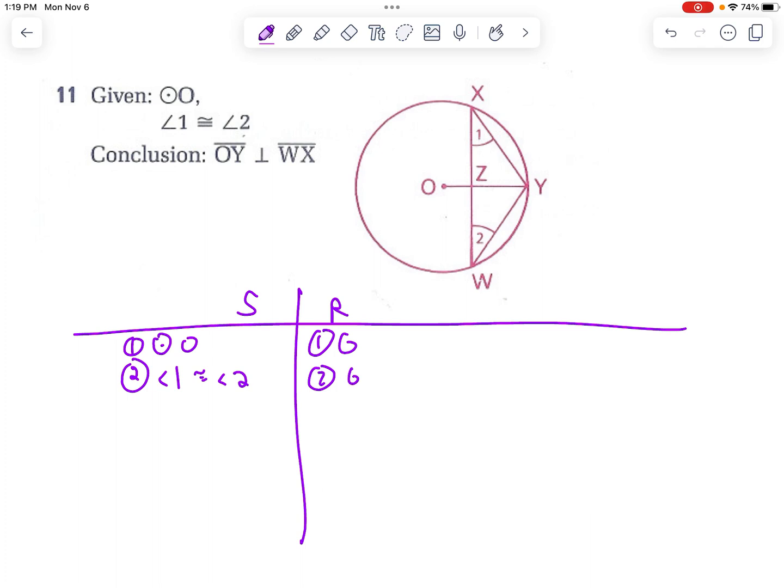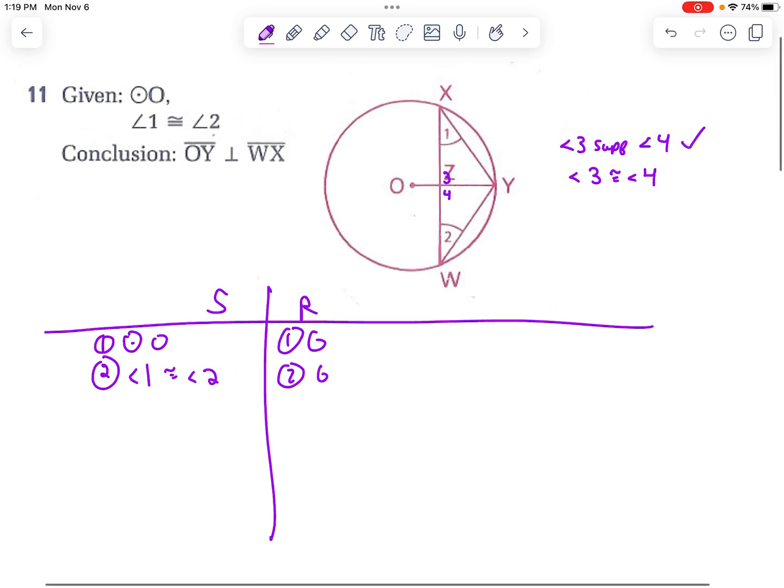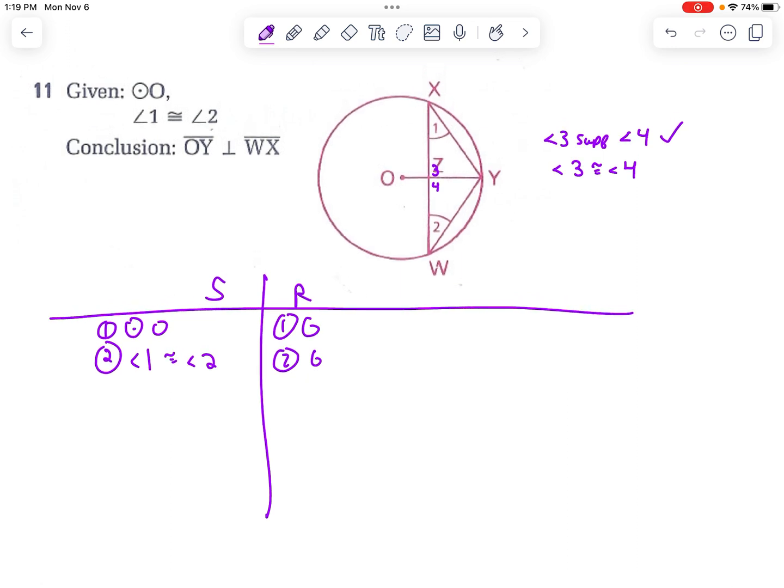So I'm trying to get this to be perpendicular with WX. So to make right angles, we need the angles to be supplementary and congruent. So I'm going to put little numbers in here so I can refer to them. So I need angle 3 to be supplementary to angle 4, which it is, and I need angle 3 to be congruent to angle 4. So that's what I'm going to try to get to, is to get those to be congruent to each other.